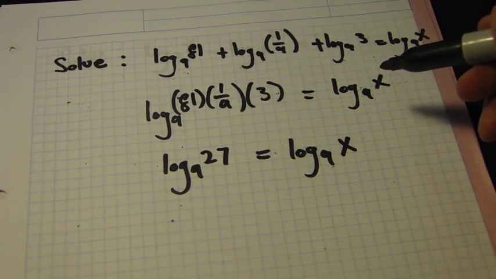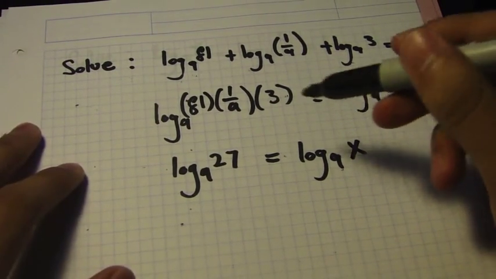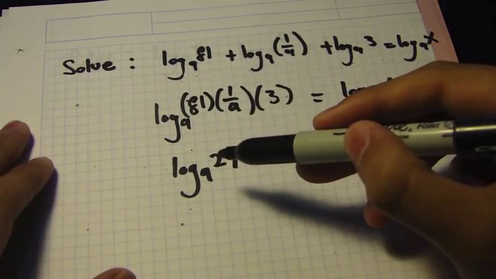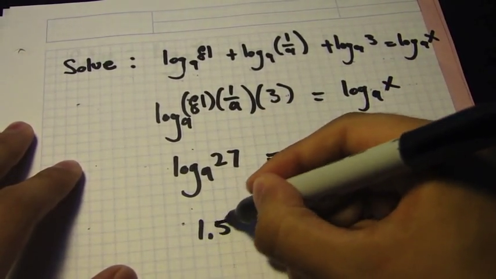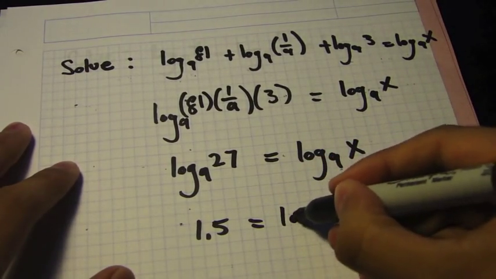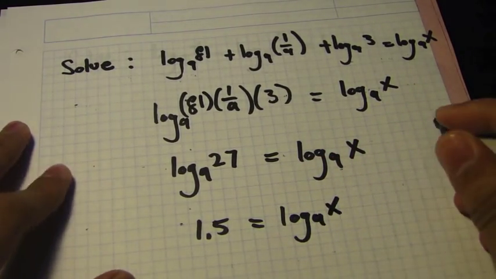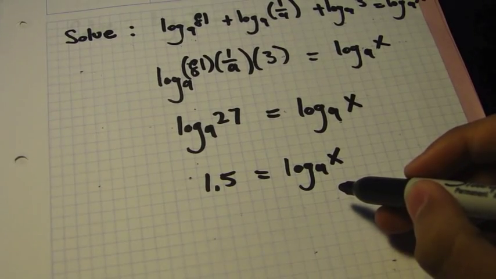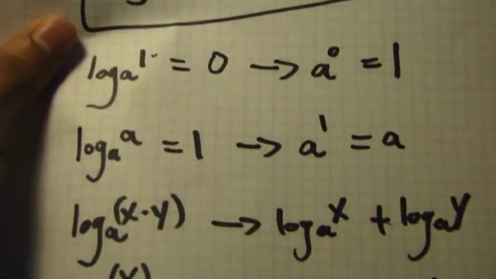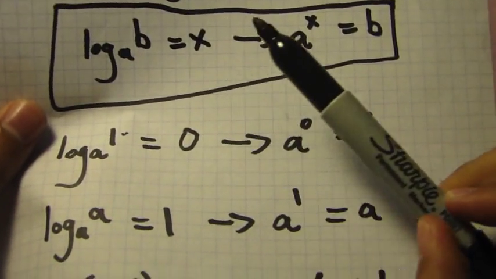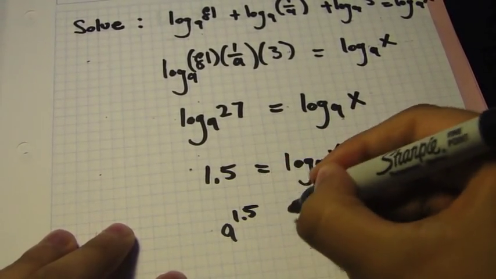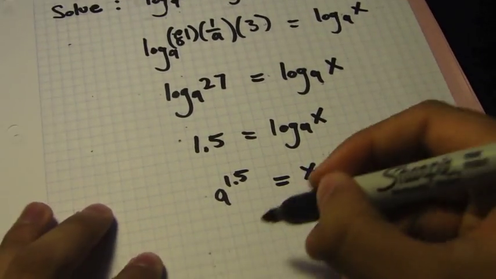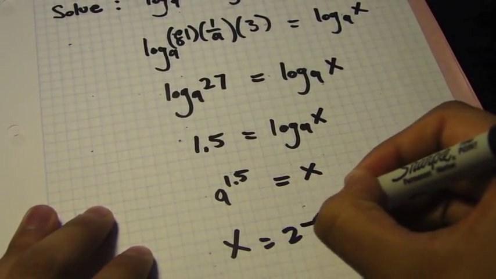To double check, you can solve this if you want on the calculator. This equals 1.5. So 1.5 equals log base 9 x. And if you just remember this rule here, we can write it as an exponent. You get 9 to the power 1.5 equals x. So x equals 27.